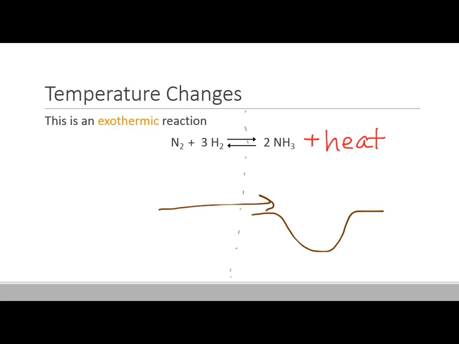Now notice that heat is over here as a product because this is an exothermic reaction. If I told you that this were an endothermic reaction, then heat would have to be over here on the left-hand side. It would be a reactant, and then we would just do the opposite, right? If I increase the temperature, I'd be putting a mountain over here because that's where the heat is. So it really depends on whether it's an exothermic or endothermic reaction where you put heat, and then it's just a matter of landscaping again, right?